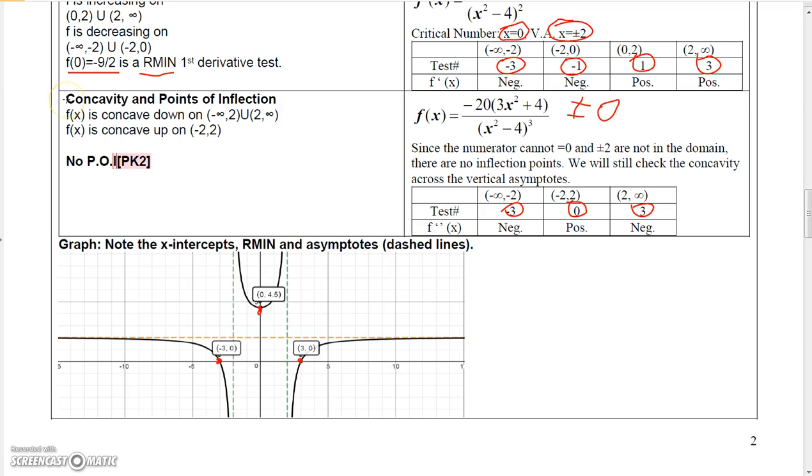Now on the next video, I'll go ahead and sketch a graph that involves a radical and a graph that involves a trig function. And then we'll be finished with the curve sketching aspect.